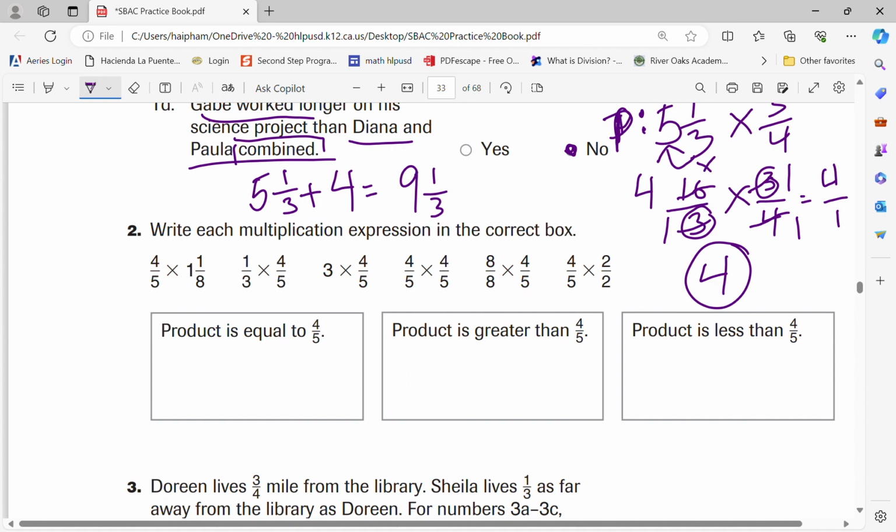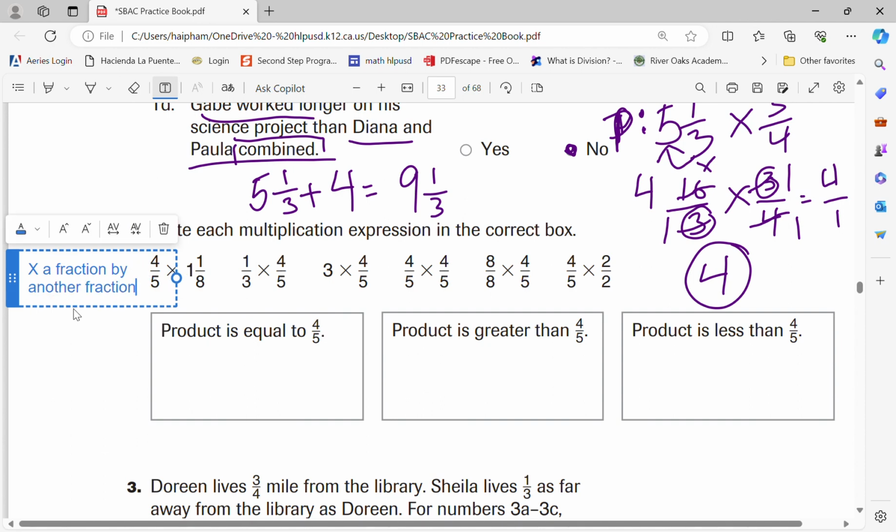All right, moving on to number 2. Number 2 states, write each multiplication expression in the correct box, and we are going to determine the value of the product when you're multiplying a fraction by a fraction, multiplying a fraction by 1, or multiplying a fraction by something greater than 1, which could be a mixed number, improper fraction, or a whole number. When you multiply a fraction by another fraction, the product will be less than.